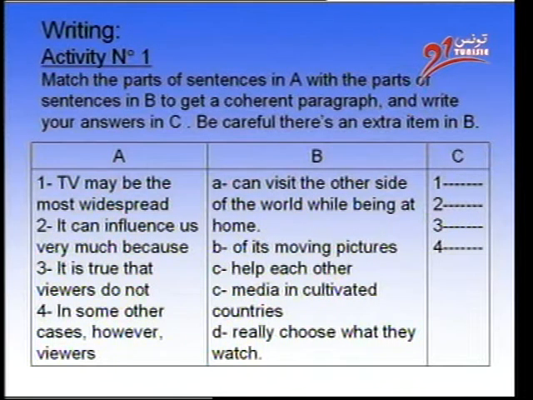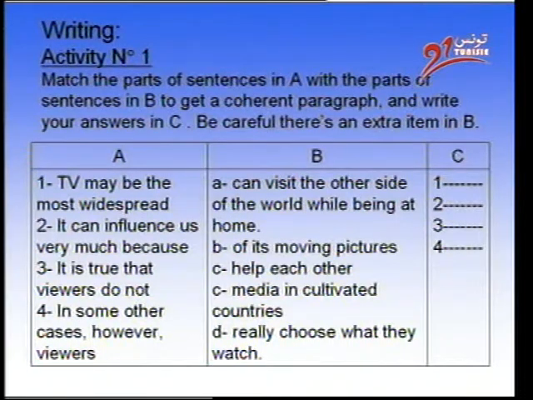Widespread can? It's not possible. Can is a modal. Widespread of? Of is a preposition. It's not possible again. Widespread help? Help is a verb, it's not a noun. Widespread media? Yes, media is a noun. So TV may be the most widespread media in cultivated countries.